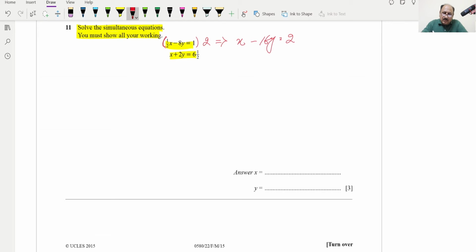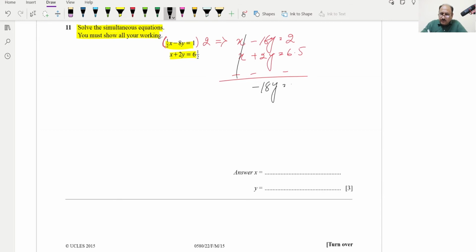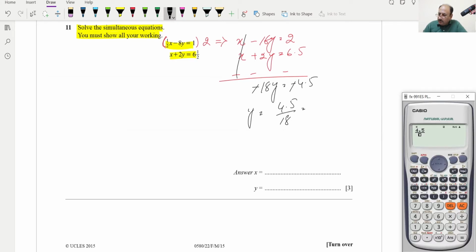Now we can write the second equation, x plus 2y is equal to 6 whole 1 by 2, or we can write 6.5, and now we can change sign, subtract, and x will be cancelled, and this will be minus 18y is equal to minus 6.5 plus 2, and this will be equal to minus 4.5, and minus we can cancel, so y is equal to 4.5 divided by 18, and 4.5 divided by 18 will be equal to 0.25.